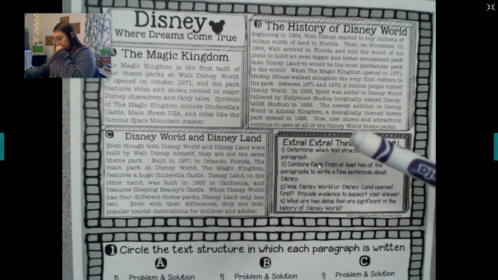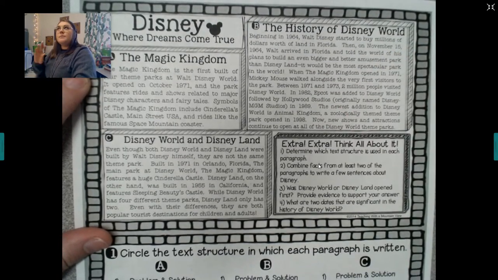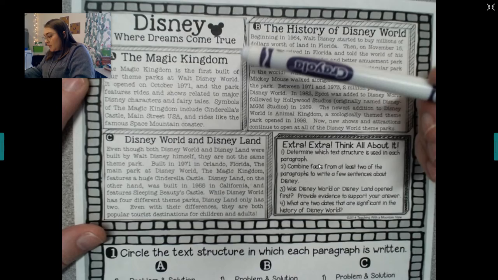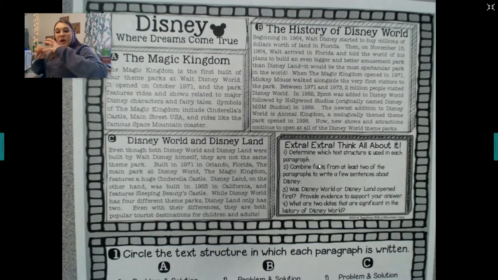So let's read A. So this is all about Disney, where dreams come true. So I'm going to read A. I'm first going to look for is it talking about 2 things? I'm then going to look, what are the transition words, the key words? What catches my eye about this? And then I'm going to maybe circle those things so that later on when I go back to figure out what the text structure is, I already have some ideas. So let's go ahead and get started.